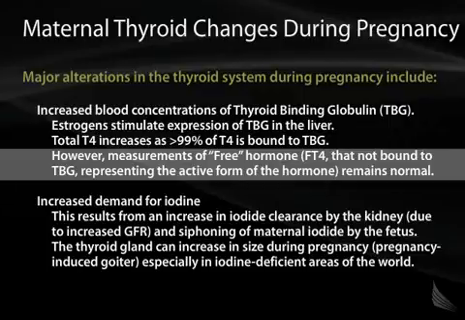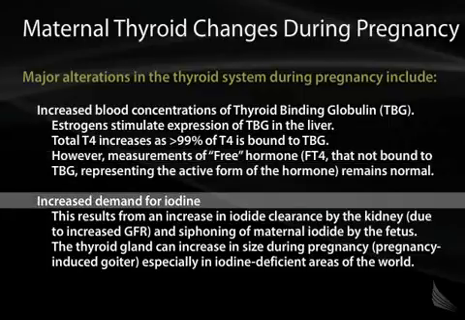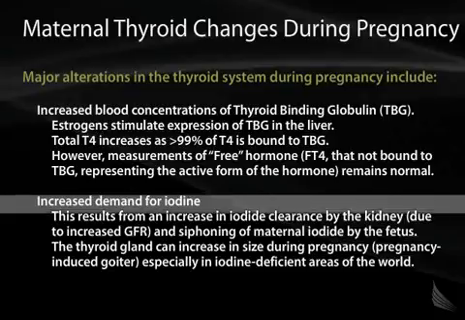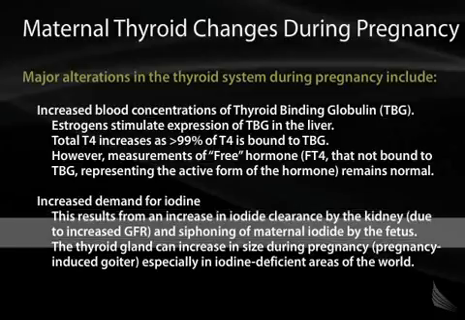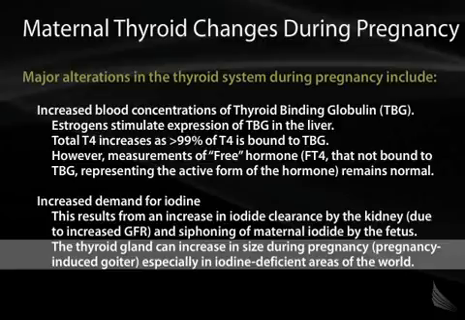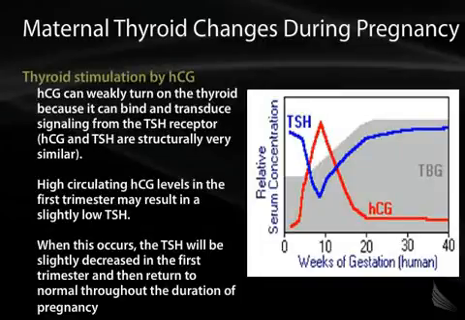The second thing that happens in pregnancy is an increase in demand for iodine. Because of either increased demand or increased clearance of iodine as a result of an increase in GFR, there is a need to maintain normal iodine levels. The thyroid gland can increase in size during pregnancy, especially in iodine deficient areas around the world.